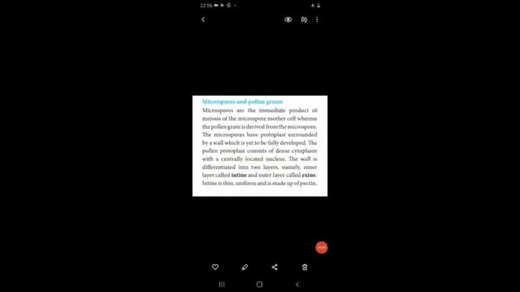Dear students, sexual reproduction. What is sexual reproduction? New individuals or offsprings are produced by the fusion of male gametes and female gametes to form a diploid zygote. This diploid zygote develops into a new individual. That is said to be sexual reproduction, which is seen in all the higher plants. Now we are going to see microspore and pollen grains.